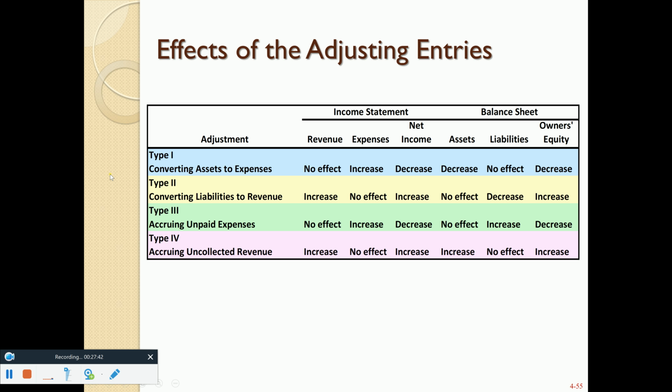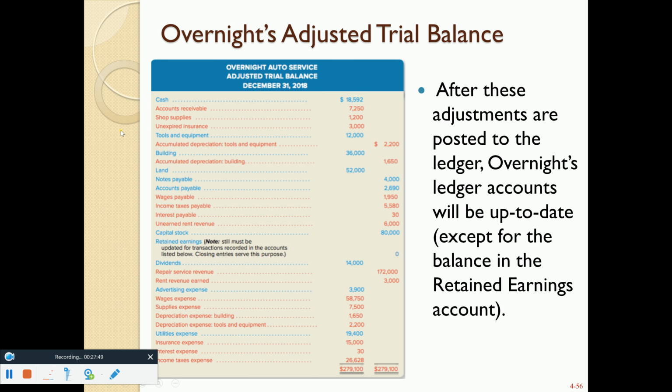Okay, this is basically a summary of everything we looked at with the effects of the adjusting entries. And here is the last slide I want to show you right now. If we take a look at this, we left off with Chapter 3, dealing with a trial balance. And what we did is we took that trial balance and we adjusted it. And everything you see in red here was adjusted. So you can see how many accounts were actually affected by the adjustment process.